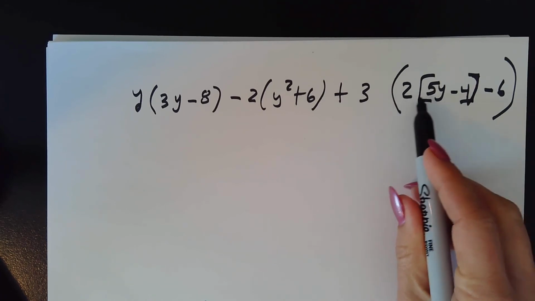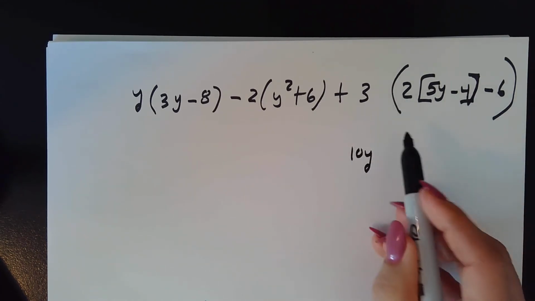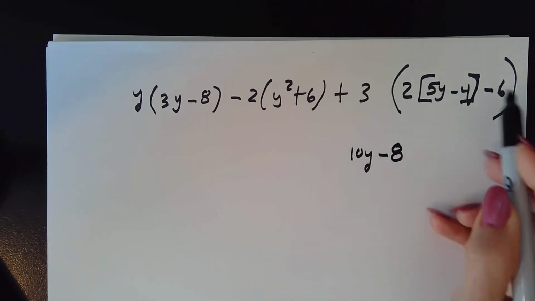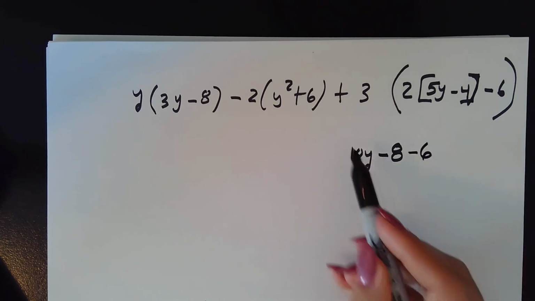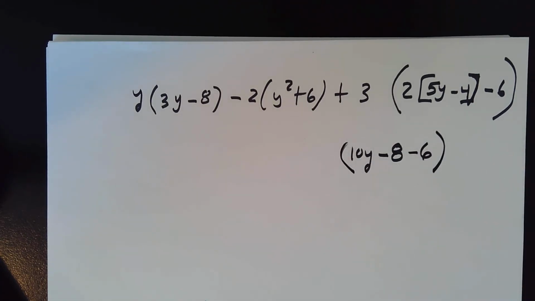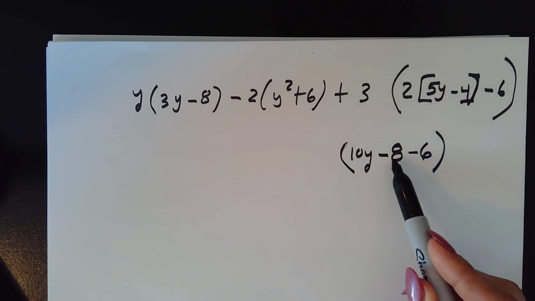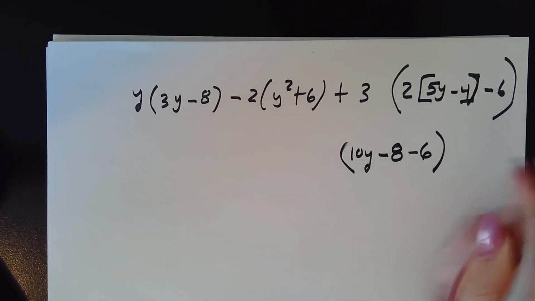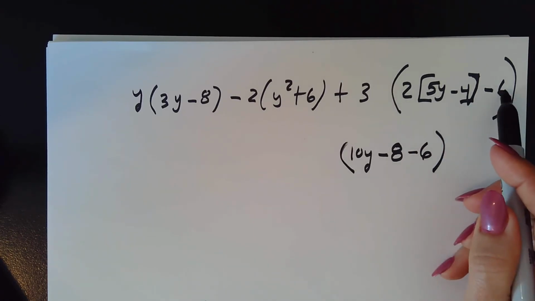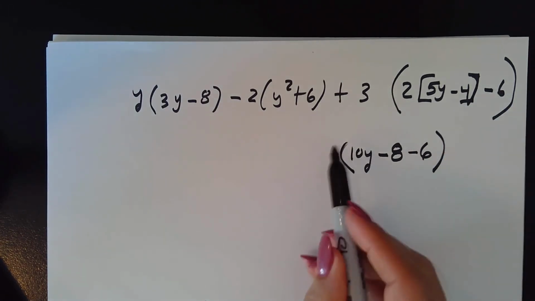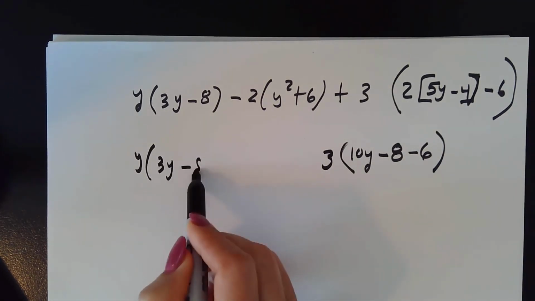2 times 5y is 10y. 2 times negative 4 is negative 8. And then the negative 6, you just bring this down, negative 6. Close the parentheses, right? And just check to make sure you did everything right. 2 times 5y, 10y. 2 times negative 4, negative 8. And then the negative 6, you don't multiply the negative 6 by 2 because that's not inside the parentheses. Negative 6 is not inside the parentheses. And then you write the 3 here. And then everything else. Bring everything else down.